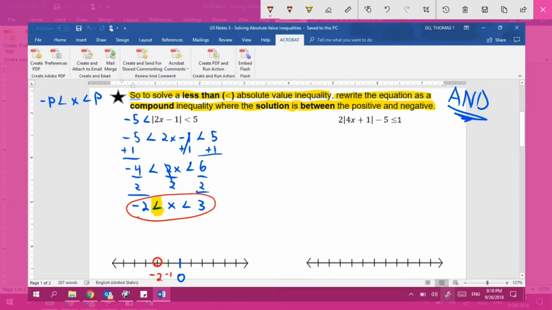Okay, and then where's our next point? It's at 3. So that's going to be 1, 2, 3 right here. And what symbol should we use? We see that there's no equal to, so we're going to use an open circle. So 3, and then 1 and 2. Now what I'm saying about this being an AND solution is that your solution is supposed to be greater than negative 2 and less than 3. Where would that be on this number line? That's going to be in between these 2 points. So we're just going to shade like this. And that's how you would graph your answer.